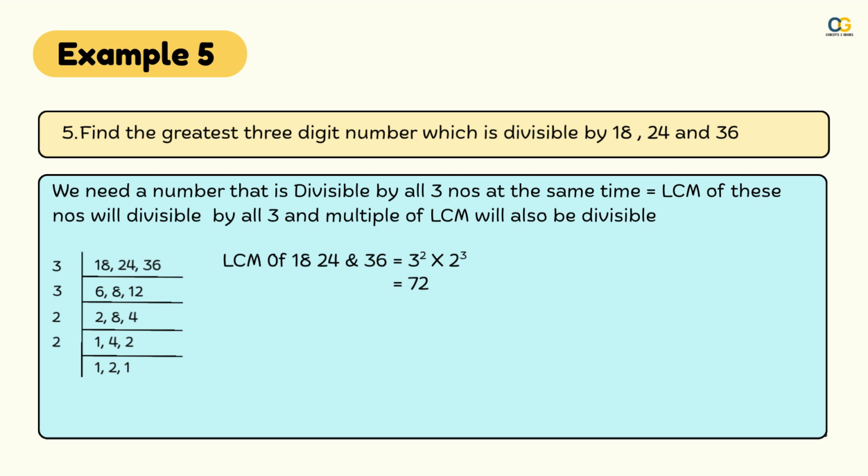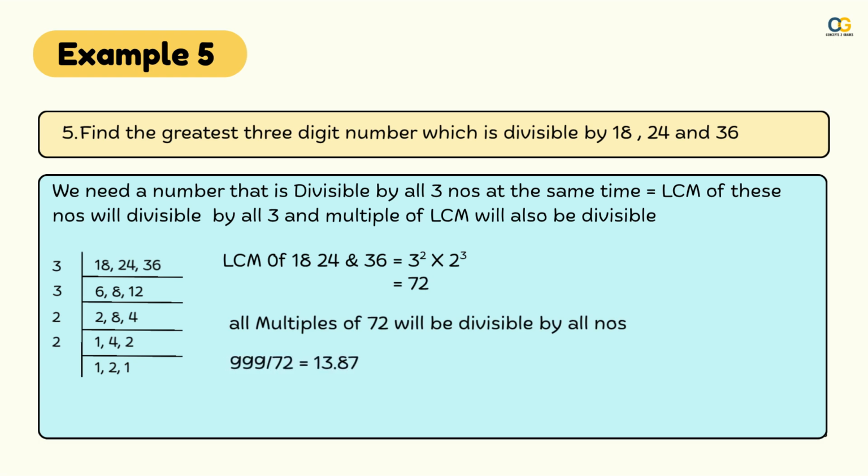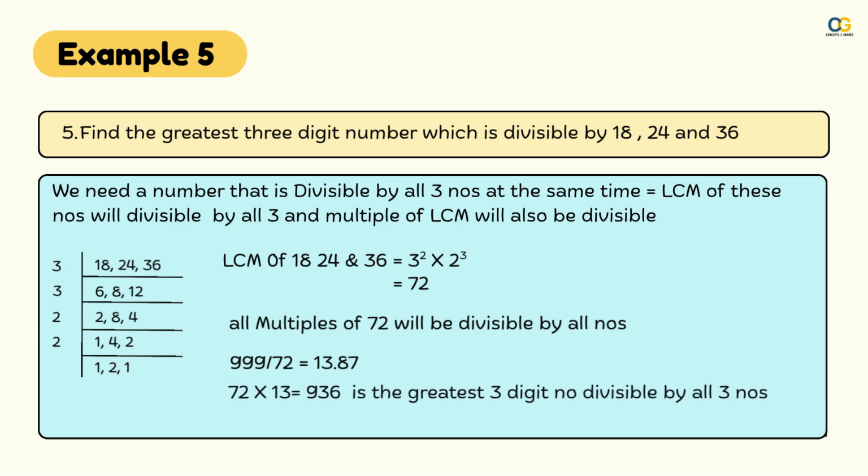And all multiples of 72 will be divisible by all 3 numbers. So the greatest 3-digit number is 999. If I divide that by 72, I get 13.87. So 72 into 13, or 936, is the greatest 3-digit number which is divisible by all 3 numbers. Again, before getting carried away by the words in the question, understand what we need and then solve the question.